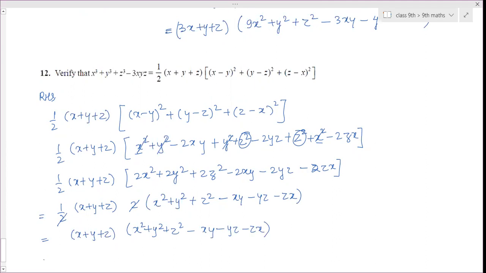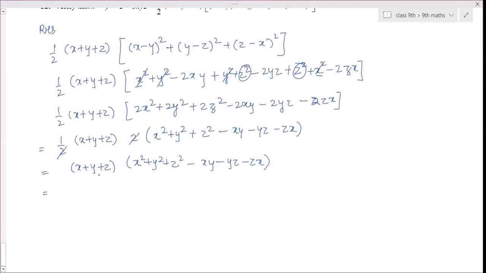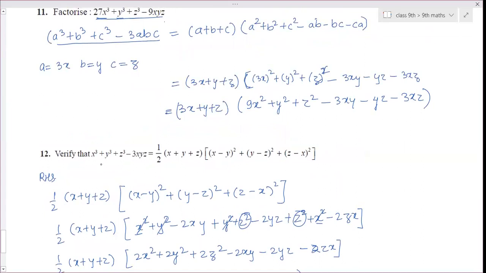Now we have the identity. Just now we have written this identity: x plus y plus z into x square plus y square plus z square minus xy minus yz minus zx. So whose expansion is, whose factors are these? And this is the 10th identity. So what is the value of this then? X cube plus y cube plus z cube minus 3xyz. So this is the RHS part, LHS part. LHS is the same now.